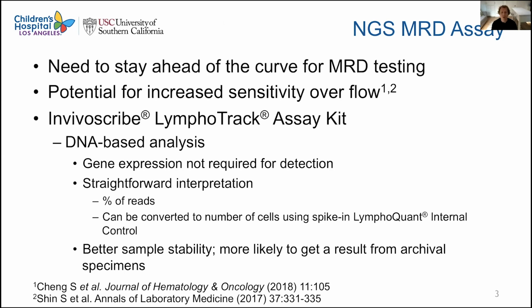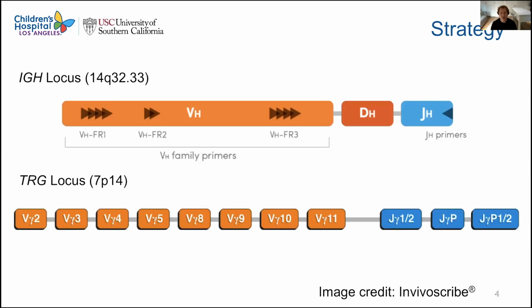And removing expression as a variable also makes the interpretation a bit more straightforward. The end result becomes the percentage of total reads, and that can be converted to number of cells using the internal control LymphoQuant spike-in. Additionally, DNA gives you the potential for better sample stability, and you're potentially more likely to get a result from archival specimens.